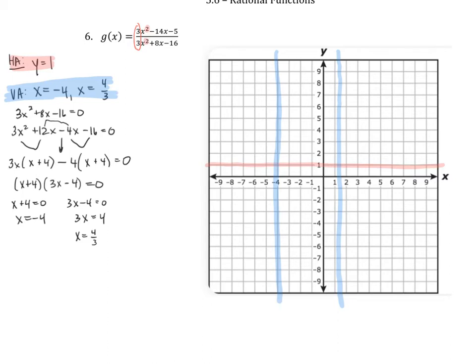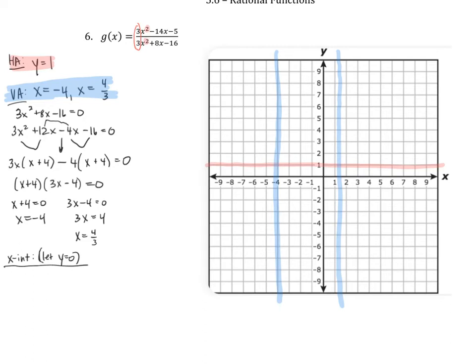Okay, so now I need to figure out where my graph crosses the x and y axis. So I'm going to do that. So to find my x-intercepts, I need to let y be 0.